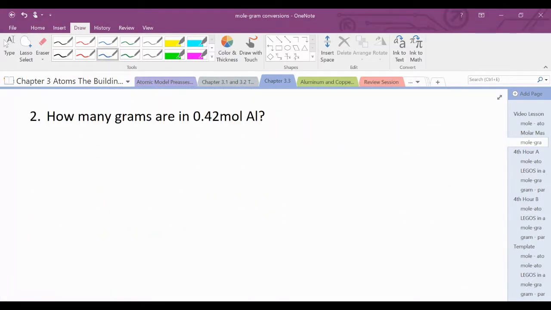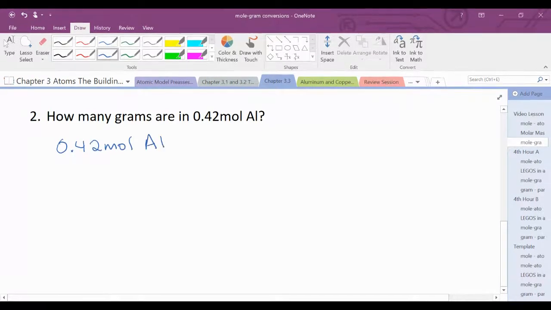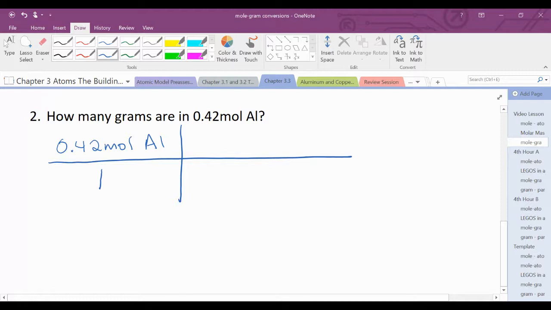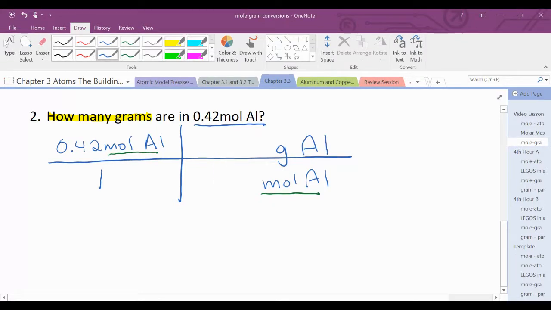So I'm going to start with 0.42 moles of aluminum, setting up my railroad tracks. I'm going to put a 1 as a placeholder. The units here are going to go to the bottom. So moles of aluminum go here. That's what I'm looking for here. I want grams. The units I want go on the top.